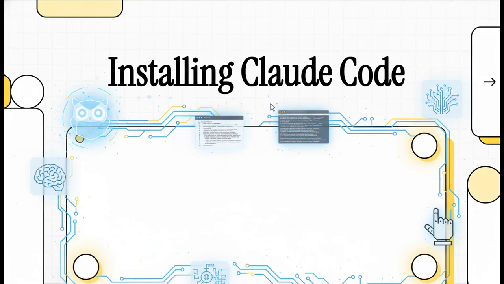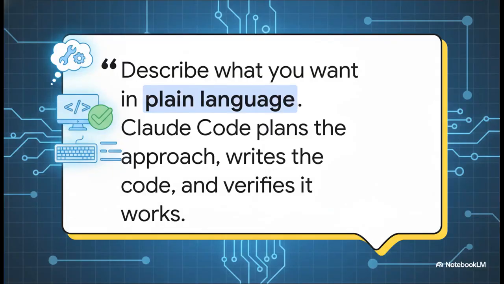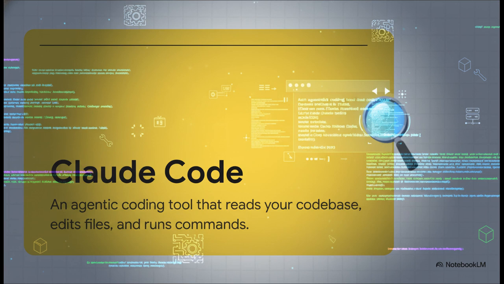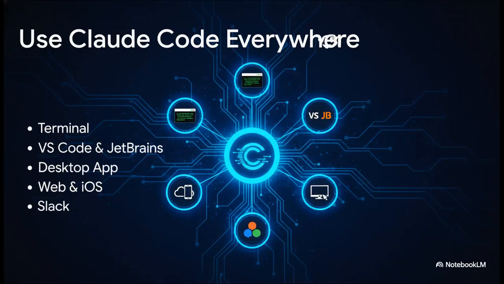Okay, let's dive right in and get you set up with Claude Code, your new AI coding assistant. The idea here is super simple. You just describe what you want, and Claude Code handles the rest. So what is it exactly? Think of it as a coding partner that helps you build, debug, and automate. And the cool part is you can use it pretty much everywhere, right inside your current workflow.